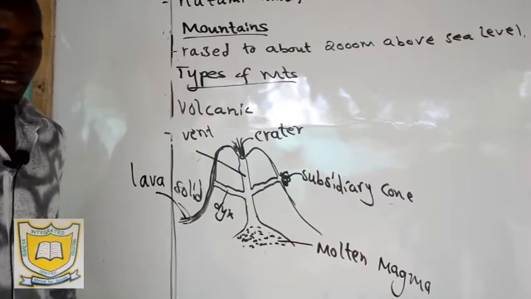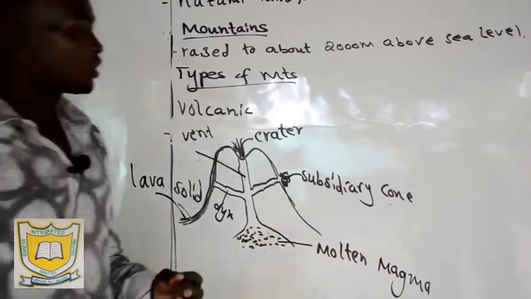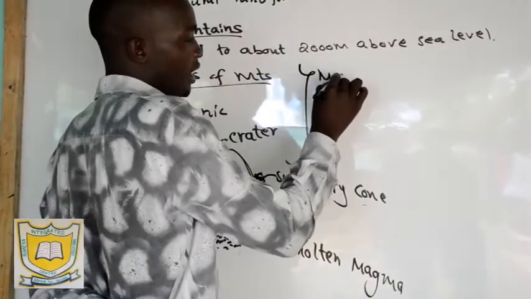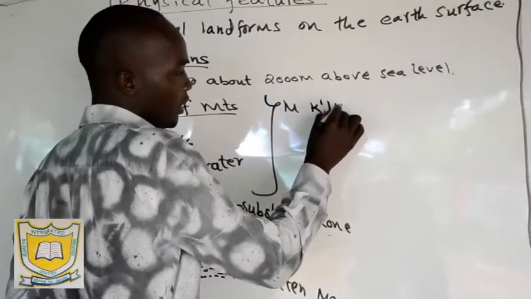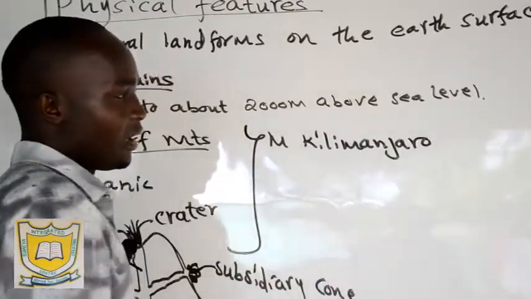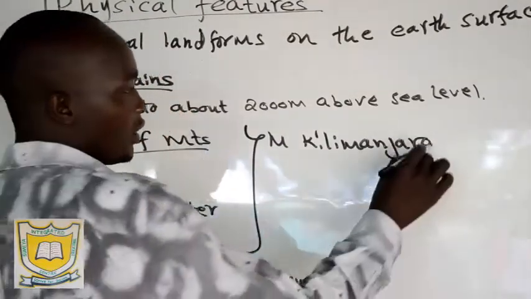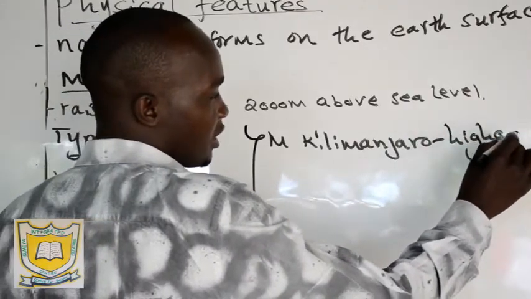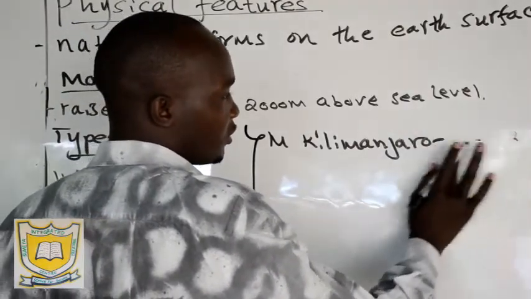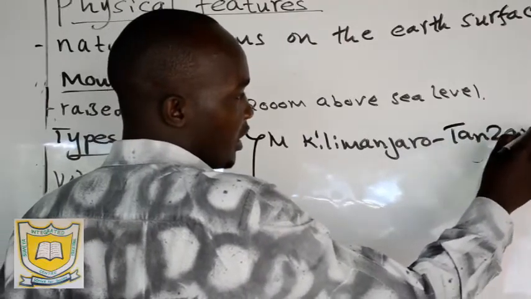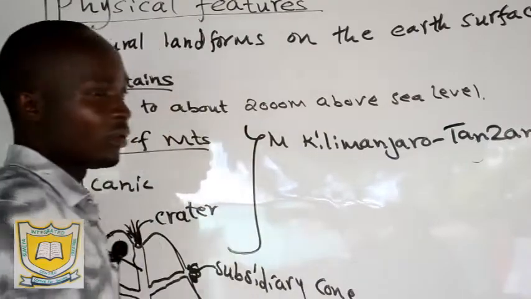So maybe you can look at examples of volcanic mountains in Africa. I will generalize. So we have Mount Kilimanjaro. Kilimanjaro is the highest mountain in Africa. It's found in Tanzania near the border of Kenya. So in Tanzania, you'll find this Mount Kilimanjaro.